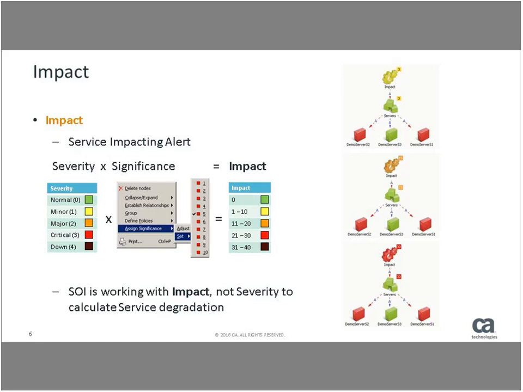We have now one more factor, and it's really a factor from the mathematical point of view. This is the significance of an object. Every object, when you create a service, has a significance, and this tells the system how important this object is related to the business service.